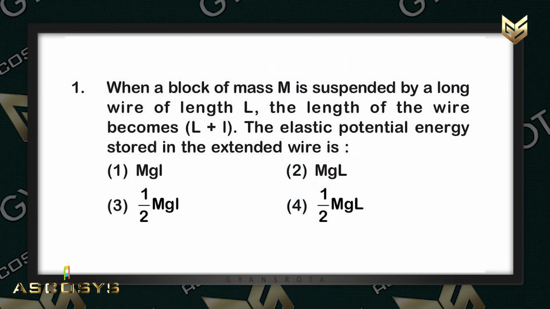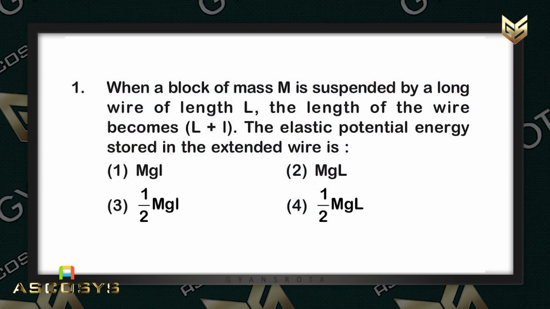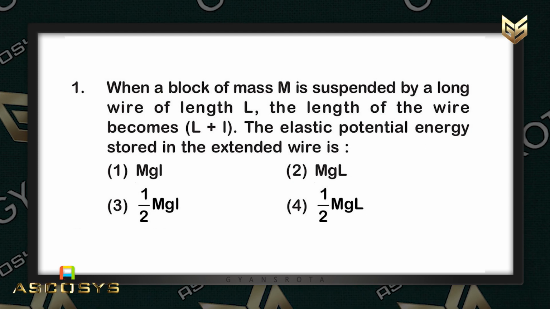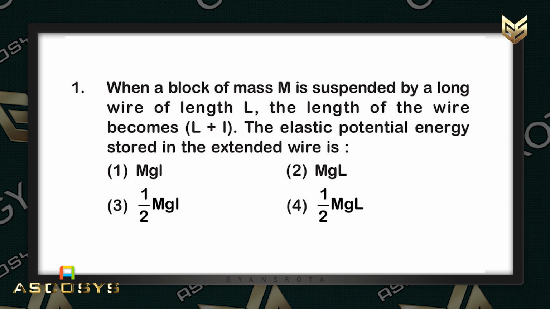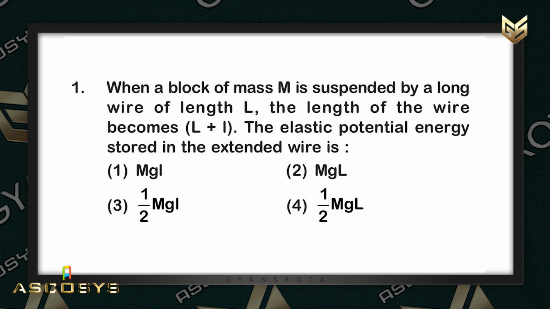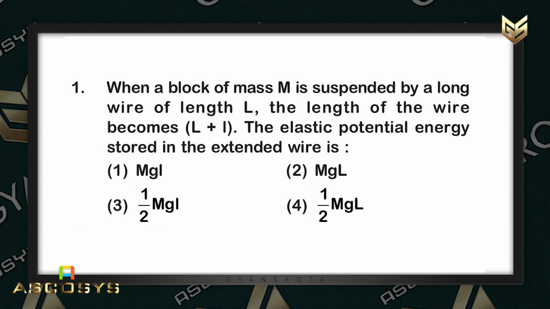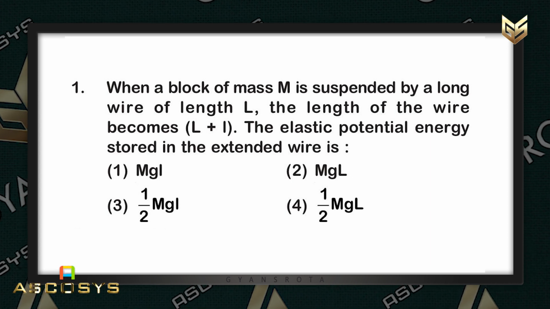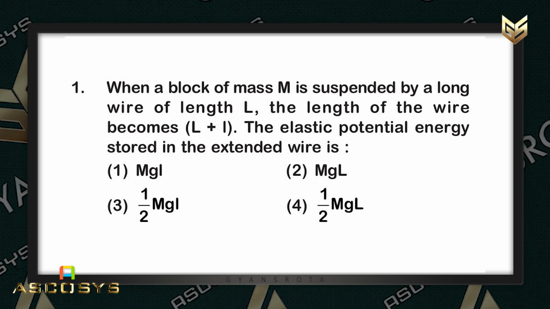In the first question, if you can see on the screen, it is saying that when a block of mass capital M is suspended by a long wire of length capital L, the length of the wire becomes capital L plus small l. The elastic potential energy stored in the extended wire will be how much? We need to understand it in that way.